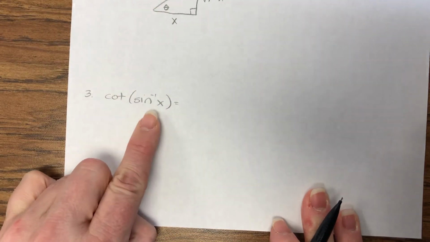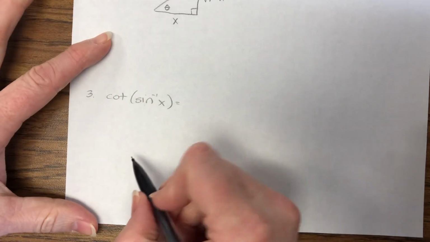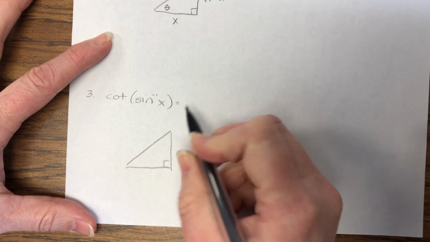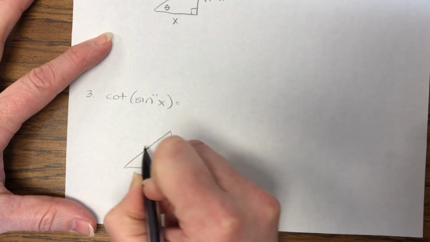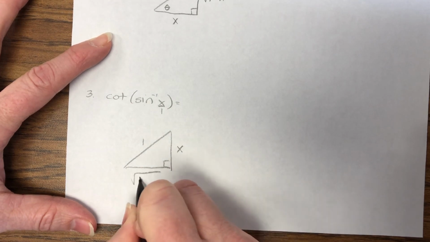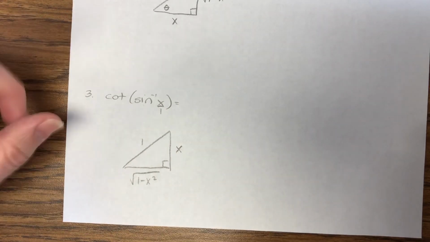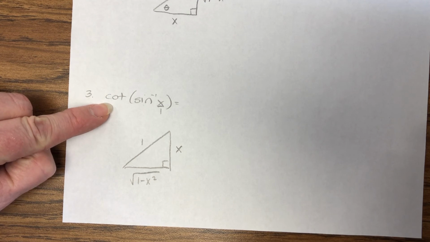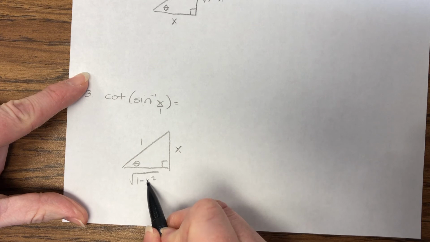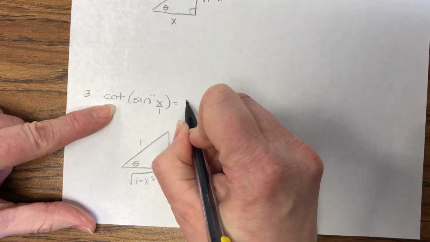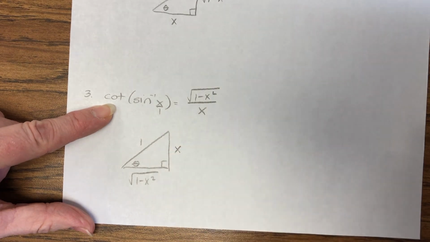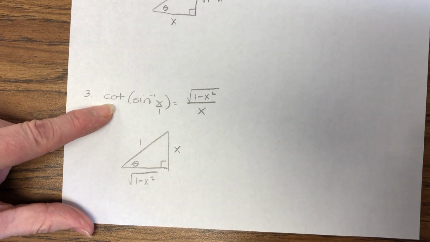Same type of problem, but the sine is equal to x over 1. So very similar triangle, and you'll notice that they do this a lot, except my sine is x over 1. So this side is the square root of 1 minus x squared. Now I need the cotangent. The tangent would be opposite over adjacent. So my cotangent is adjacent over opposite. No rationalizing to do, and I am done.